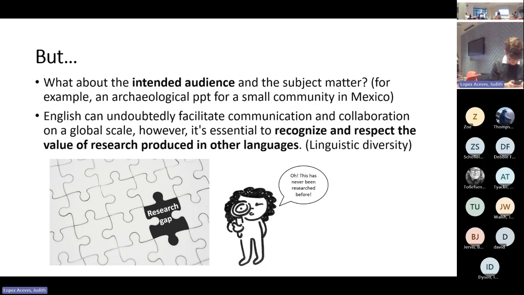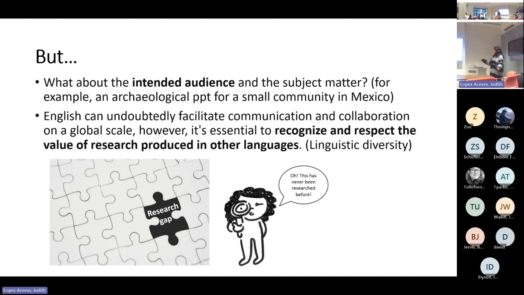I'm going to read this phrase because I think I wrote it quite well. English can undoubtedly facilitate communication and collaboration on a global scale. However, it's essential to recognize and respect the value of research produced in other languages, which is an example that I have been giving a lot of times.